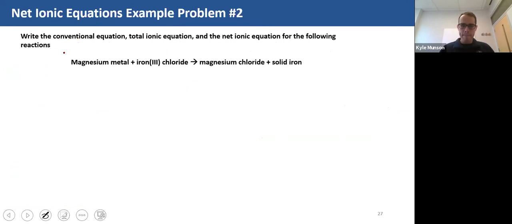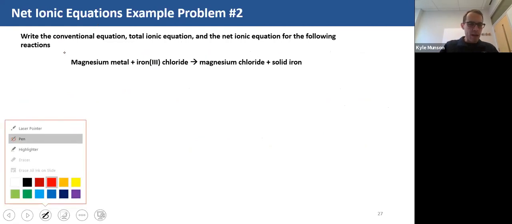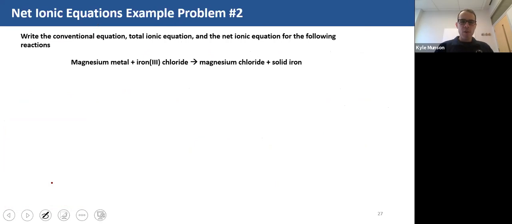Let's do one more. Okay, again, write the conventional, total ionic and net ionic equation for the following reaction. Okay, so now we have magnesium metal plus iron 3 chloride gives me magnesium chloride and solid iron. So why don't you pause the video and try to do this one on your own, and then we'll go through it together.